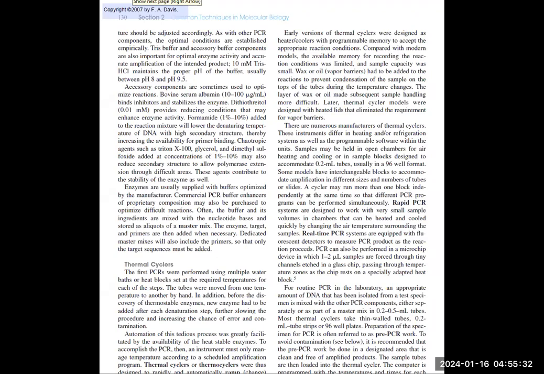Then what else? So trace buffer and accessory buffer components are also needed, and they maintain the pH of the buffer usually between 8 and 9.5. We also have accessory components to optimize our PCR reaction. What are these accessory components? So we have bovine serum albumin. I'm always using this in Bangkok. We have dithiothreitol. We have formamide. We also have the chaotropic agents.